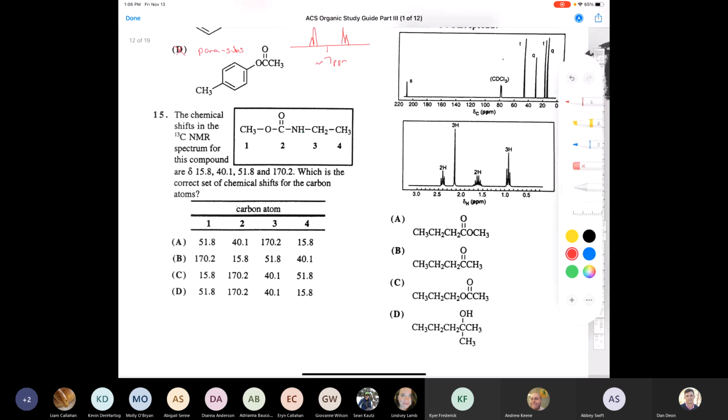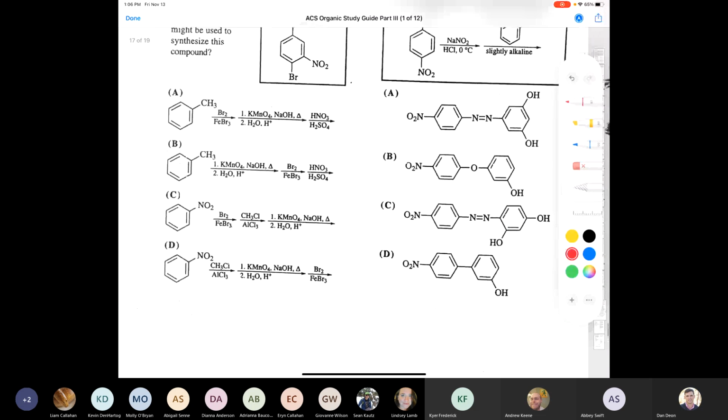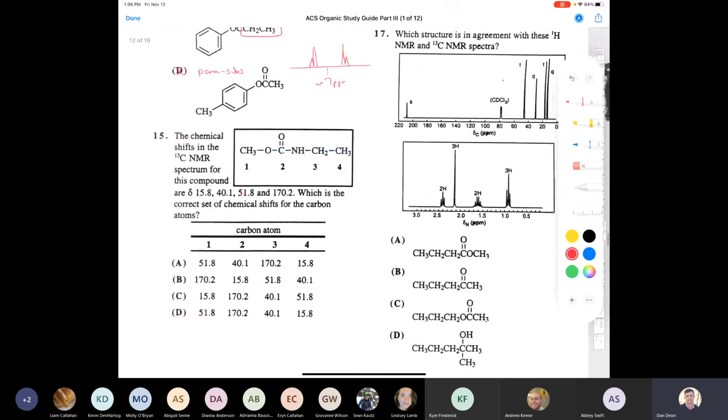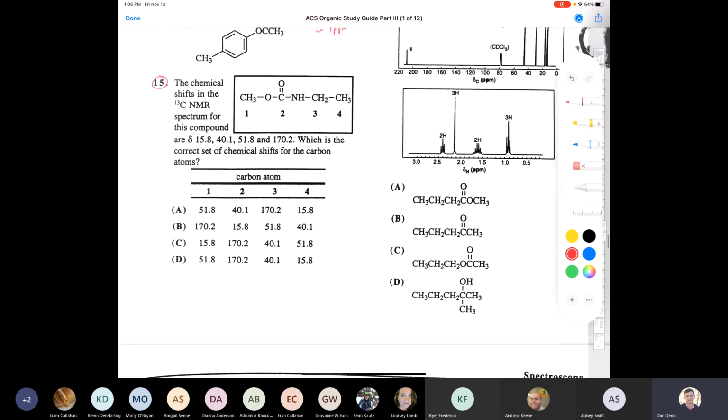Let's try number 15. It says the chemical shifts in the carbon-13 NMR spectrum for this compound are 15.8, 40.1, 51.8, and 170.2 parts per million. Which is the correct set of chemical shifts for the carbon atoms? This is called a carbamate. It's a functional group we haven't looked at in our class, or if we did, I don't remember. Anyhow, if I number these carbons 1, 2, 3, and 4, obviously the carbonyl is going to have the highest chemical shift. It's going to be the most deshielded, around 170.2. And so that means the answer is either C or D.